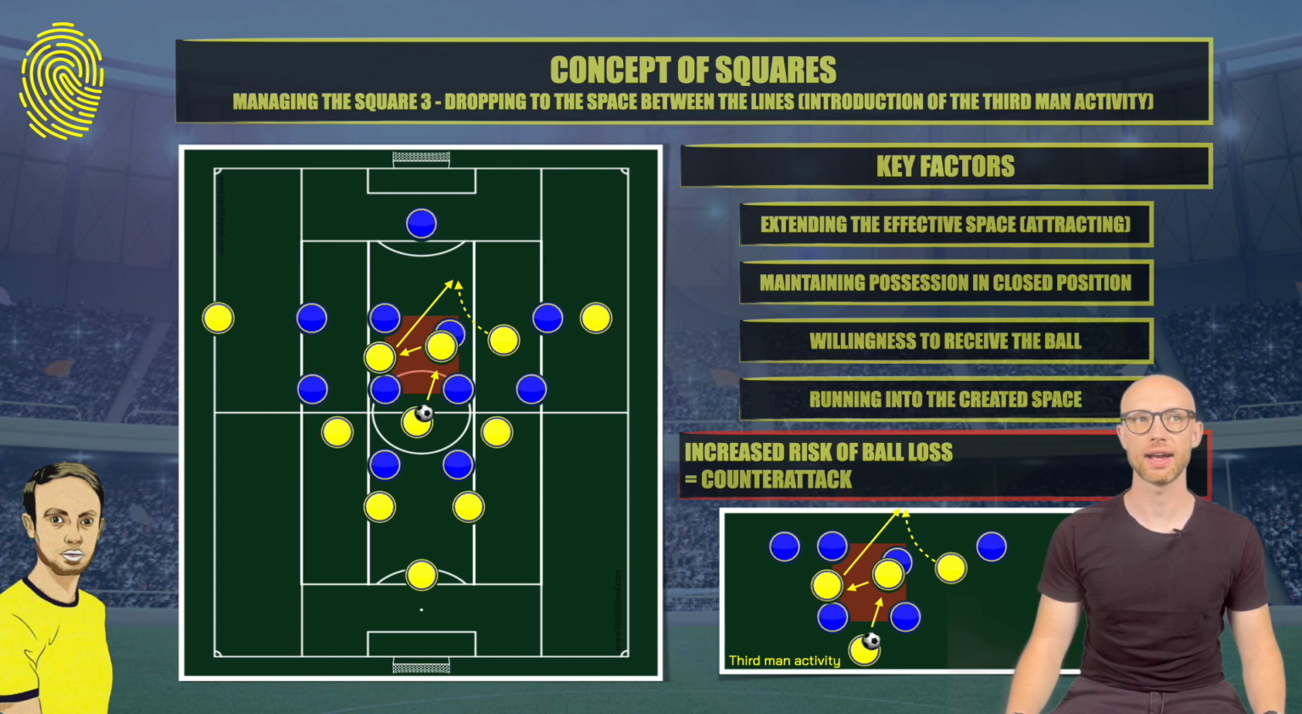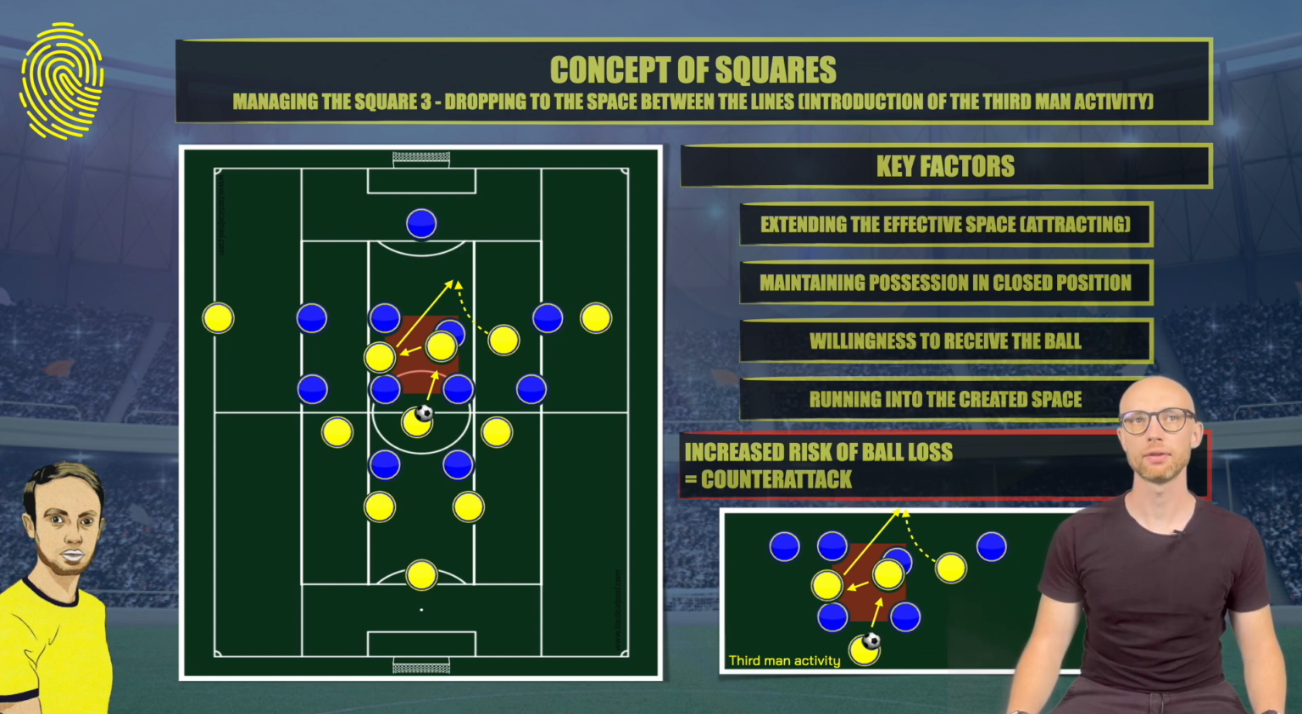In the case of a striker dropping from position, the so-called Italian trick can be applied, meaning the ball is directly introduced behind the opponent's last line to a partner running into the created space. In this way, the group responsible for creating a scoring opportunity uses the third man activity.